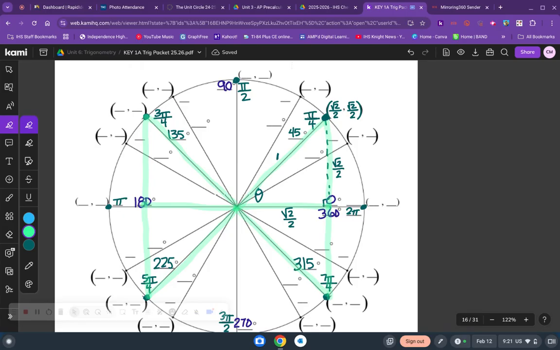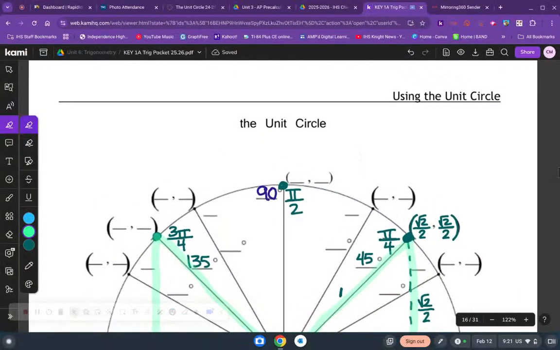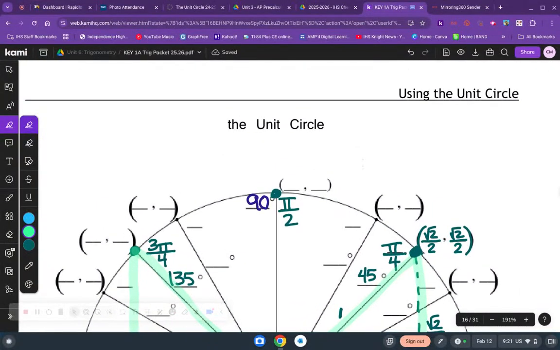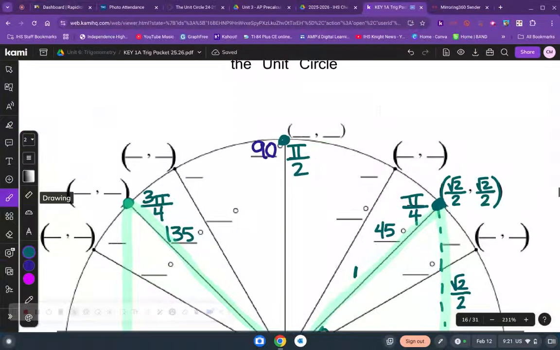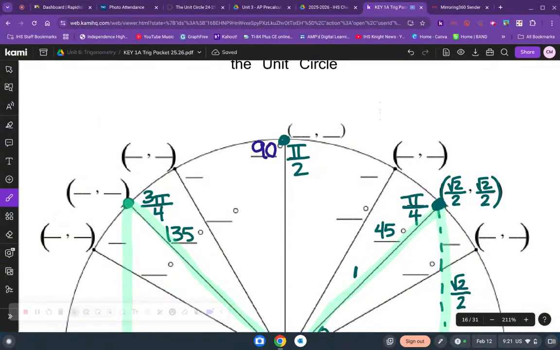Okay, so now that I know my x and y coordinate here is root 2 over 2, when I reflect across the y-axis, this one over here at 3 pi over 4, the x coordinate's negative, right? Because I went to the left to get over here. So the x is negative, but the y will stay positive. So same x and y coordinates. The only difference is the x is negative. I'm in quadrant 2.